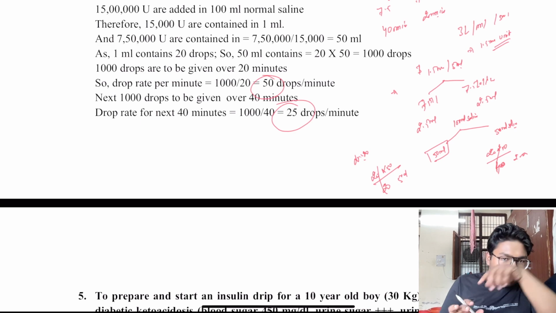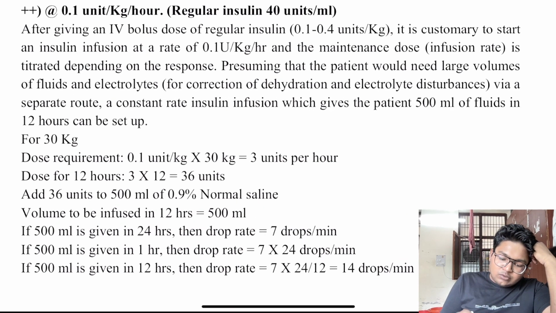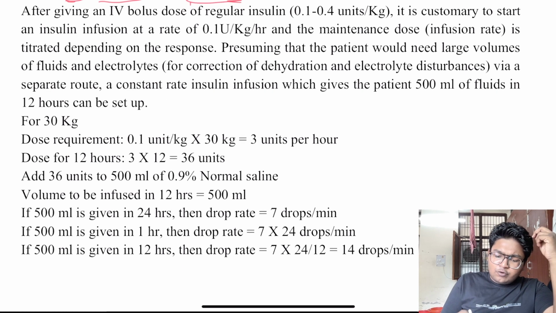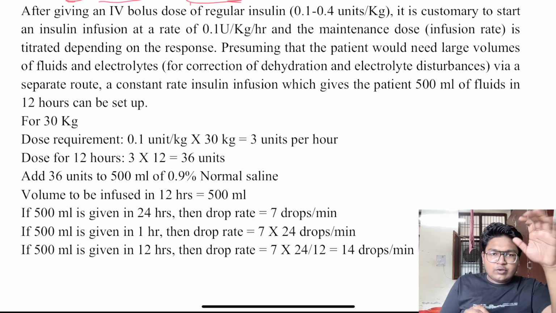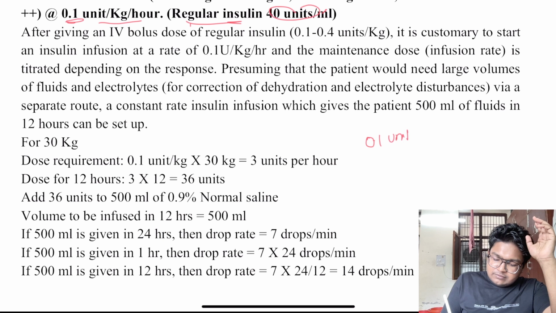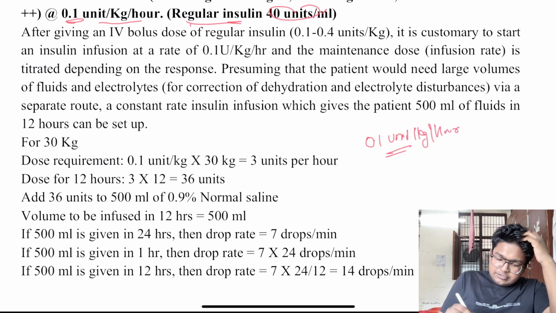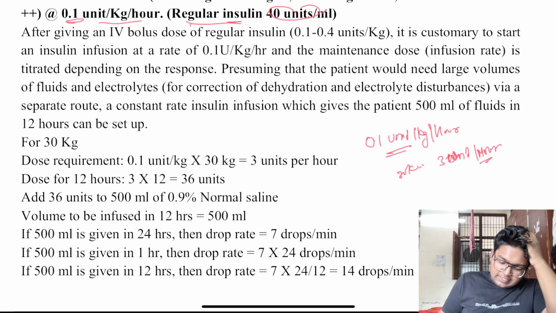Okay. Simple. Next question. To prepare and start an insulin drip for a 10-year-old boy, 30 kg, at 0.1 unit per kg per hour. Regular insulin is 40 units per ml. This is a typical question. You have to just think. Insulin is always given at 0.1 unit per kg per hour. The student is of 30 kg. So it means 3 units per hour.